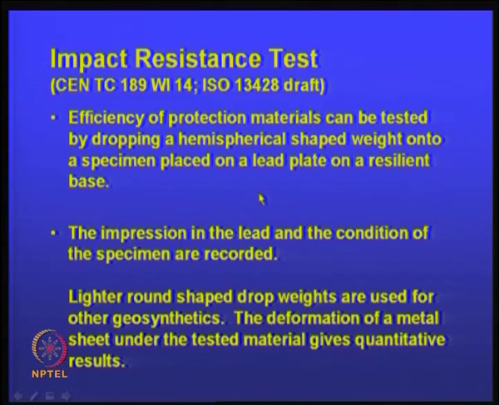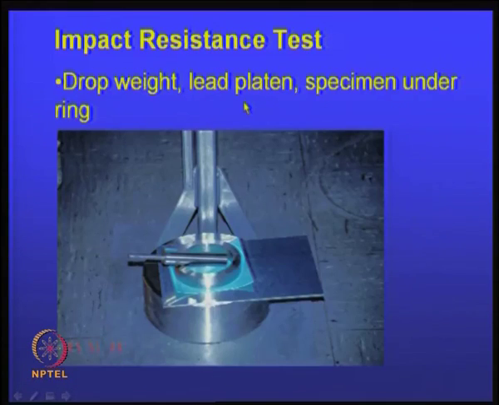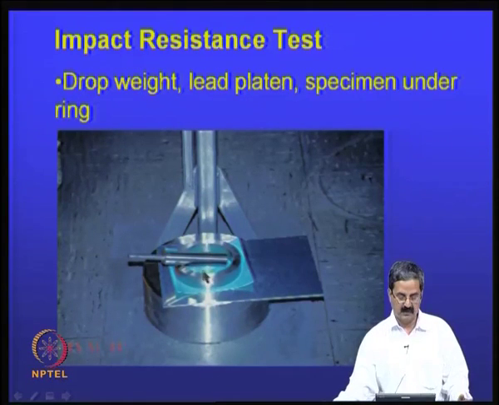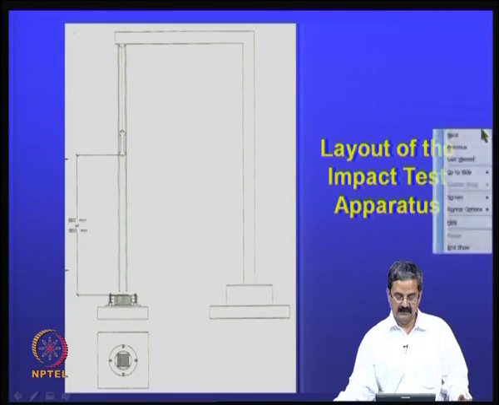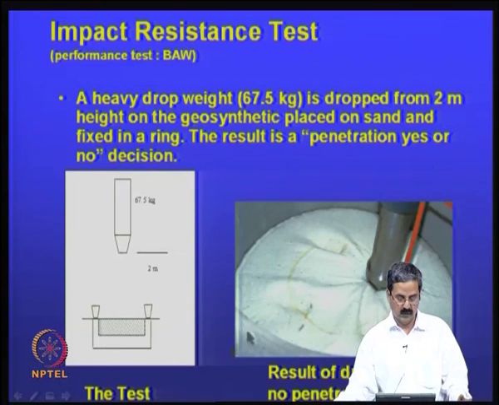There is another test called the impact resistance test, in which a spherical shaped weight is dropped onto a lead plate and resilient base. The impression in the lead and the condition of the specimens are recorded. Lighter round shaped drop weights are used for other geosynthetics. The deformation of a metal sheet under the tested material gives quantitative results. This is what is called the impact resistance test. This test is in many of the standards, ISO standards as well. This is how it is done, as I just mentioned: a small drop weight, lead platen, specimen and ring, and this is what it does.